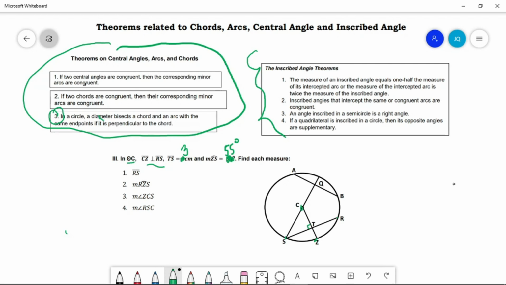Okay, so let's continue. Line segment TS, the distance between T and S, is 3, okay? And the measure of arc ZS is 55, okay? In reference to theorem number 3 on central angles, a diameter bisects a chord and an arc. When we say bisect, it divides into 2 equal parts. So since we have 3 for ST, the other one is congruent because it bisects, perpendicular. So this will also become 3. And arc ZR will also be 55 degrees, right? From this theorem. Okay, so let us now try to answer.